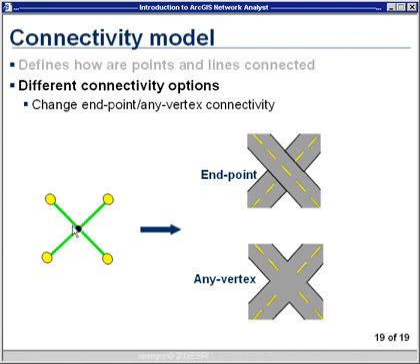So for example, here you can see we have 2 street features that share an intermediate vertex. If we specify endpoint connectivity, this would represent that even though those 2 streets cross each other, they are not connected. With any vertex connectivity, since we specified that any vertex would connect them and they share a vertex, it would represent that you can traverse from one street to the other street at that vertex.